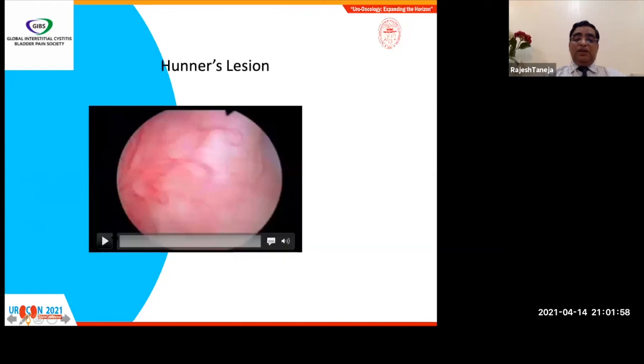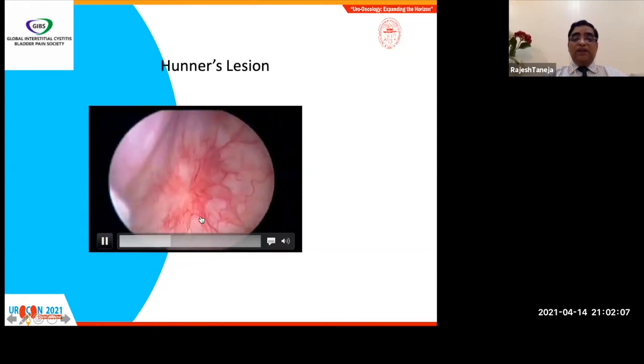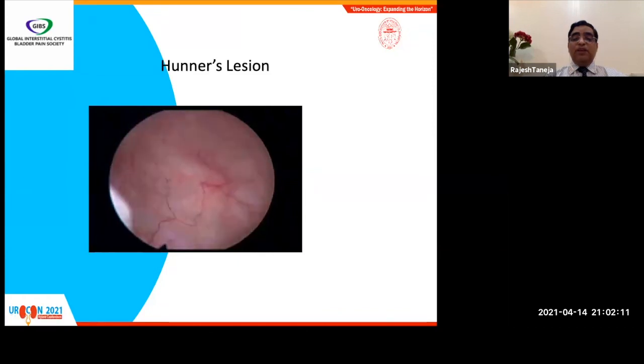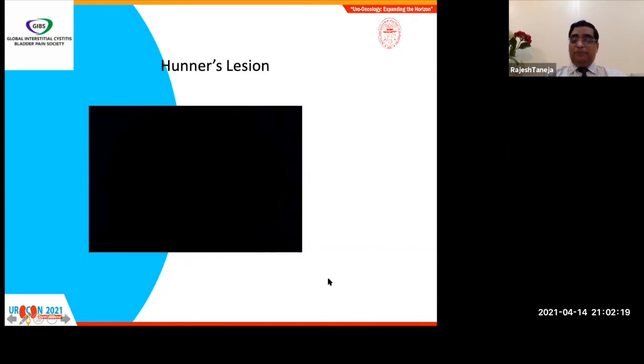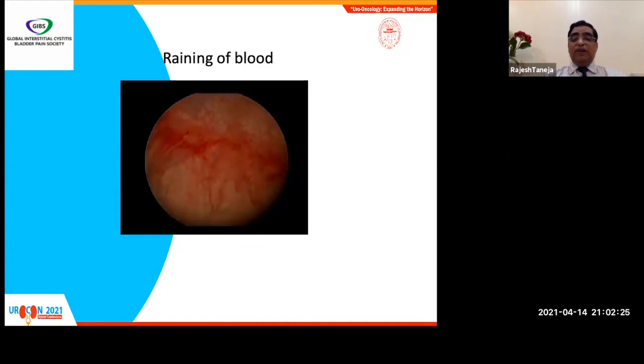This is a typical Hunner's lesion that I brought. So it is a pale interior with radiating capillaries, parallel capillaries radiating, and rest of the bladder, if you notice, appear to be reasonably normal. So there is a localized area, and this is an early Hunner's lesion that you can see. And when you distend them, they can just crack and cause raining of blood. So this is what is called raining of blood.